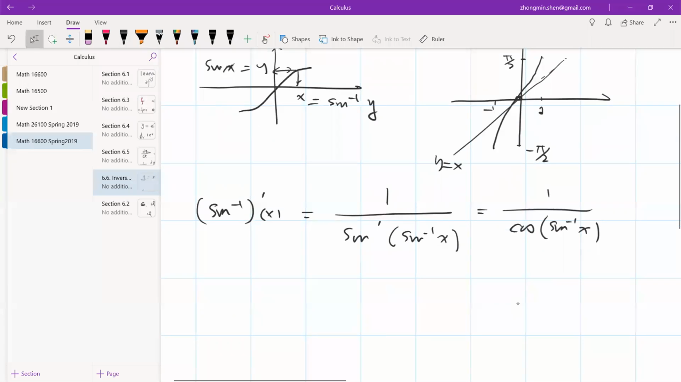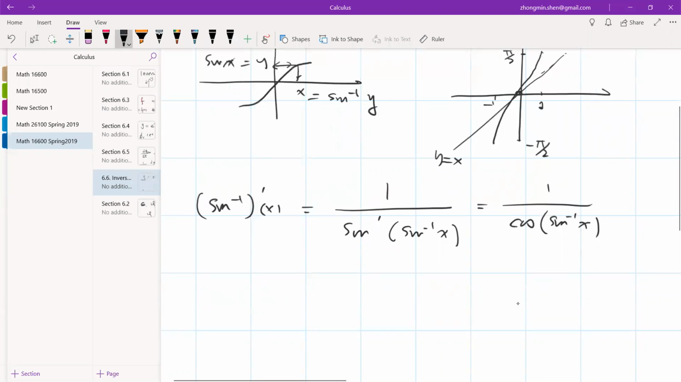The problem is it's too complicated, cosine of arcsine x. So how can I get rid of that? It's possible here. How do you do that? Well, let arcsine x be called theta. Now what does that tell you? It tells you two things. Sine theta is going to be x, no problem. But there's also a restriction for theta. Theta is between negative pi over 2 and positive pi over 2.